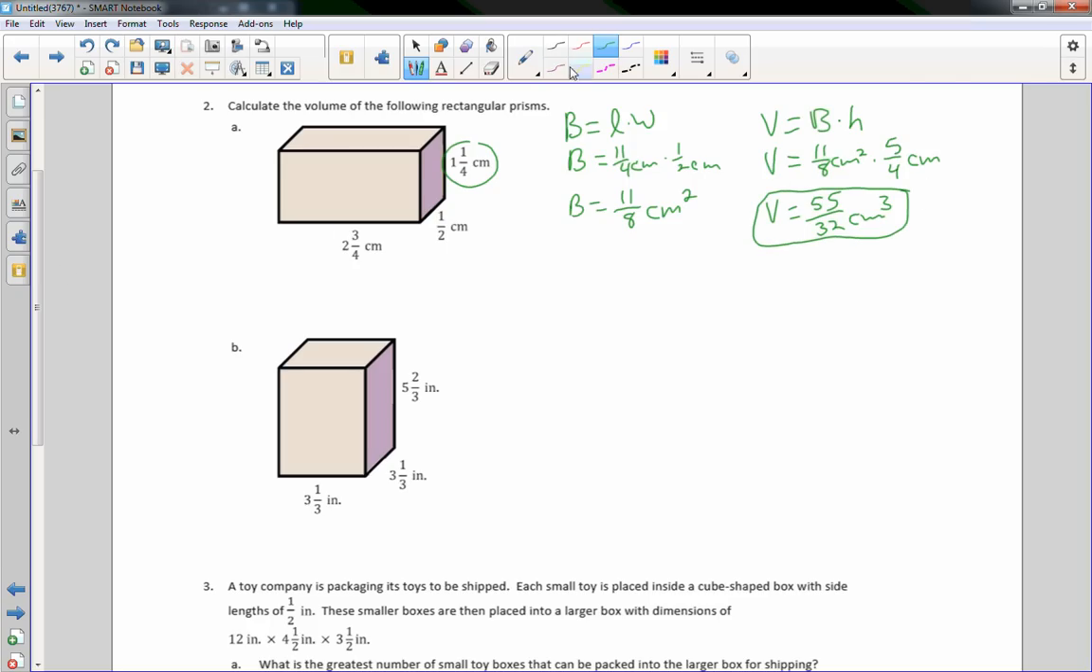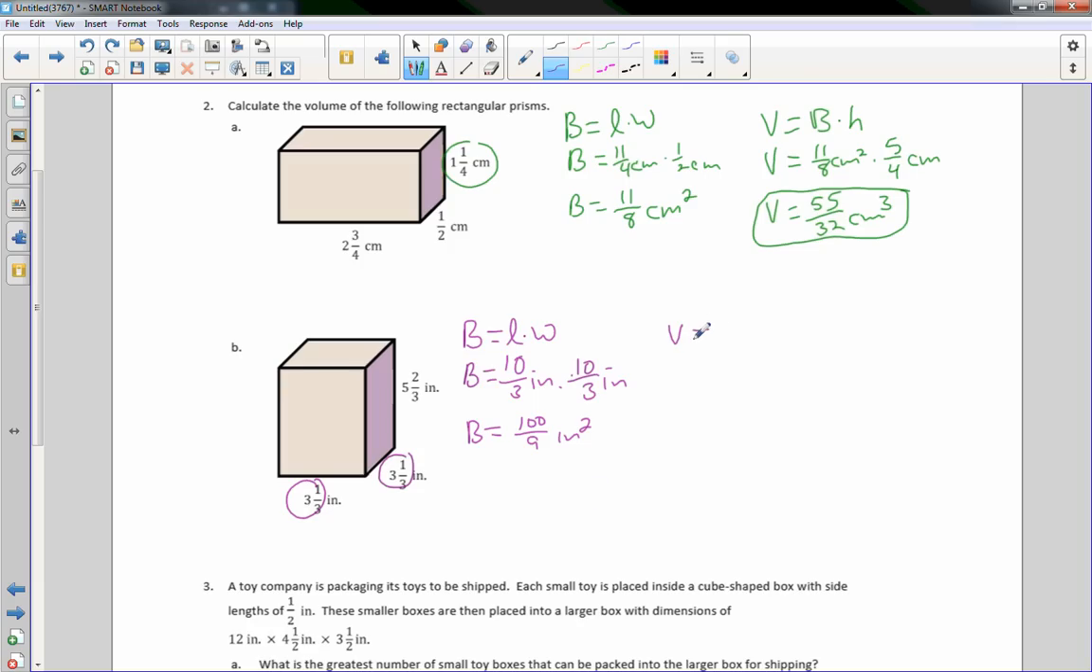Okay. B, capital B, my base area is length times width. My length is 10/3 inches times my length. 3 times 3 is 9, plus 1 is 10/3 inches. So B equals 10 times 10 over 3 times 3 inches squared.